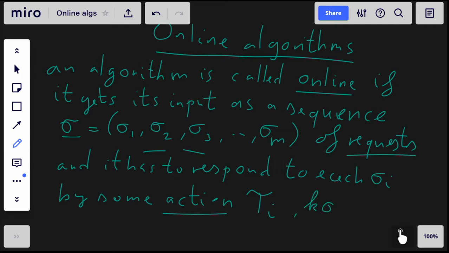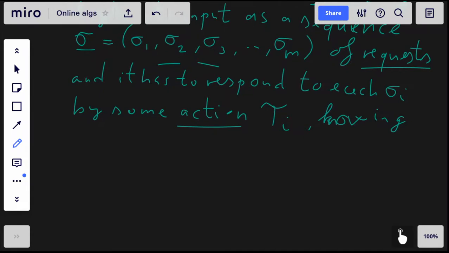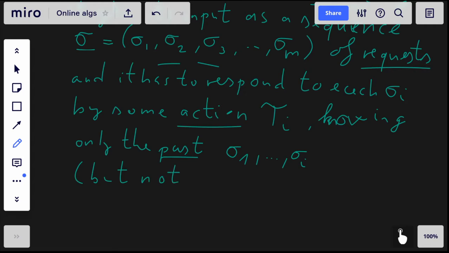And to determine your action, you know only the past. So we don't have access to the future, so we know only the past, sigma 1 till sigma I or I minus 1, but not the future. So we have to decide without knowing what will happen next. Well, it's life. Not sigma I plus 1, and so on up to sigma m. And we do not even know the total length of the input. So we do not know m.